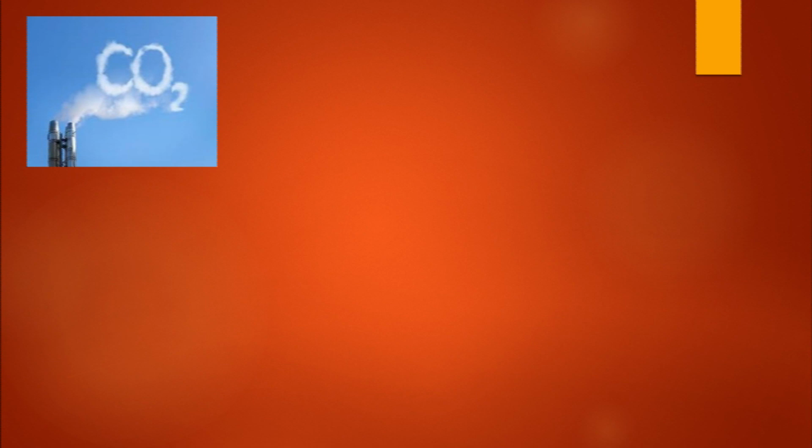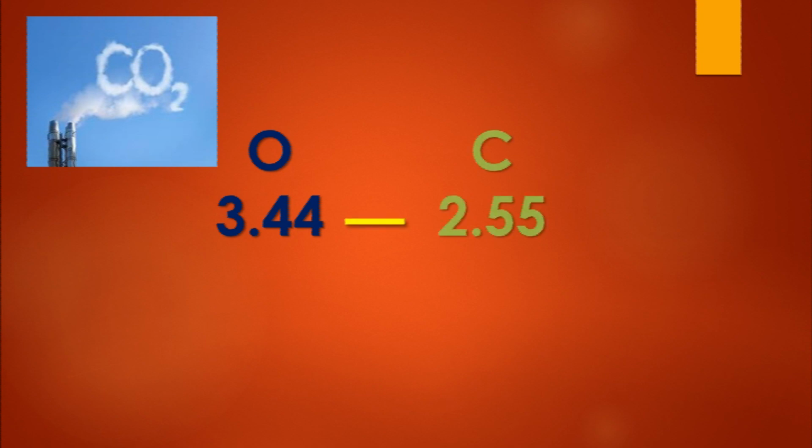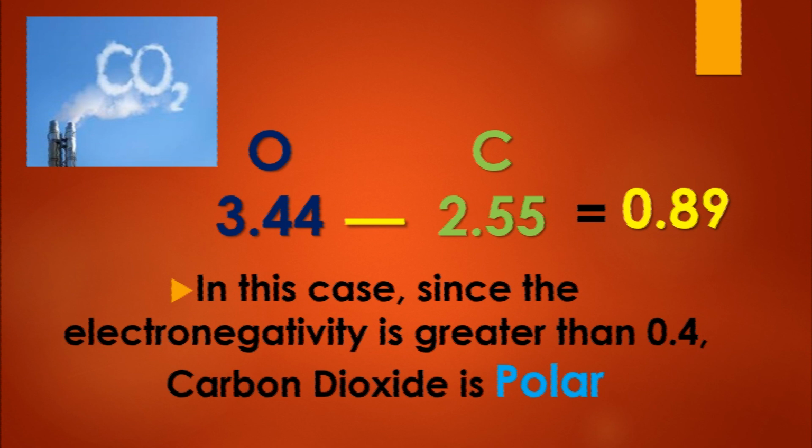Okay, let's find out the polarity of some of the molecules using the first step. Let's have carbon dioxide. Carbon dioxide has oxygen and carbon involved in its formation. Just simply looking at the periodic table, oxygen has 3.44 electronegativity, while carbon has 2.55. Simply subtracting the two, 3.44 minus 2.55 equals 0.89. In this case, since the difference is greater than 0.4, carbon dioxide is said to be polar.